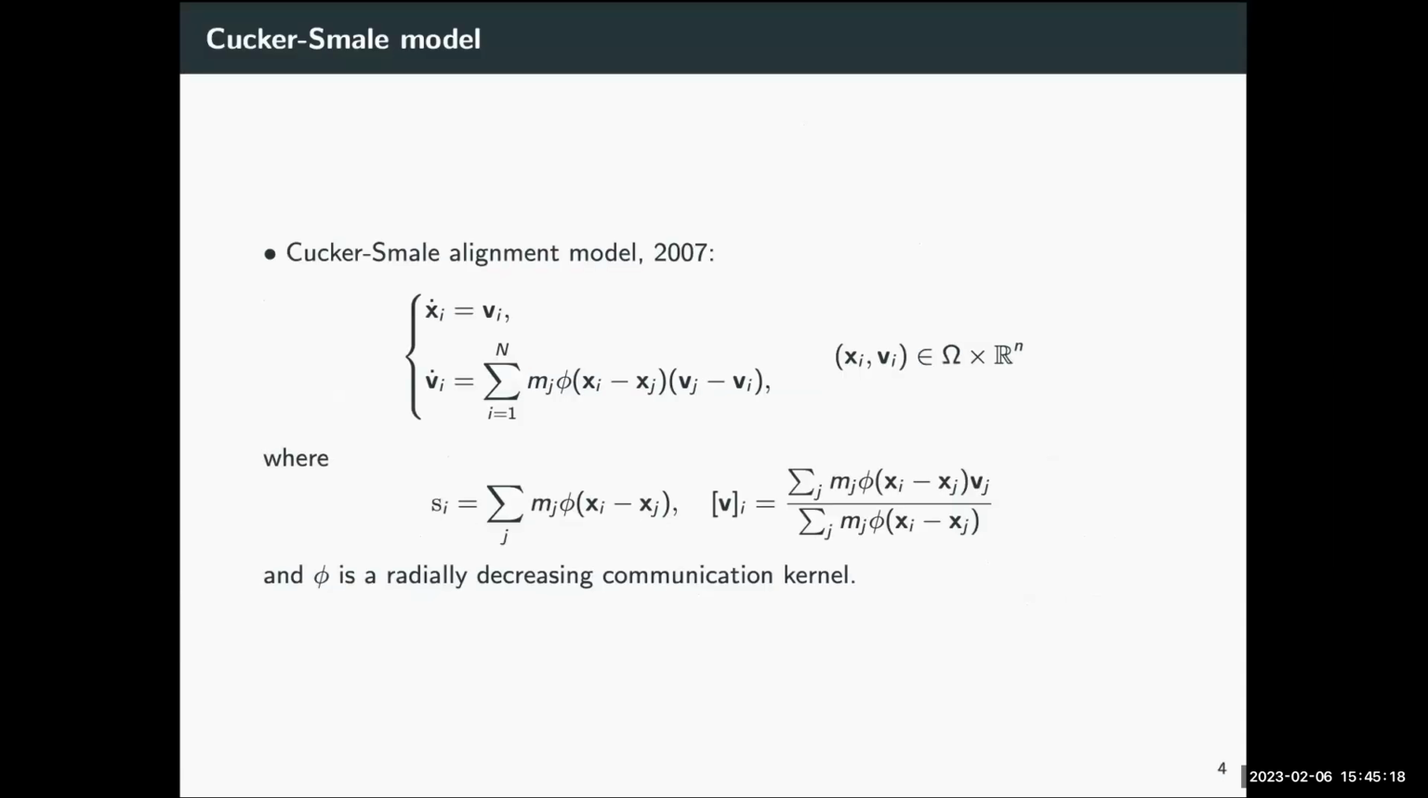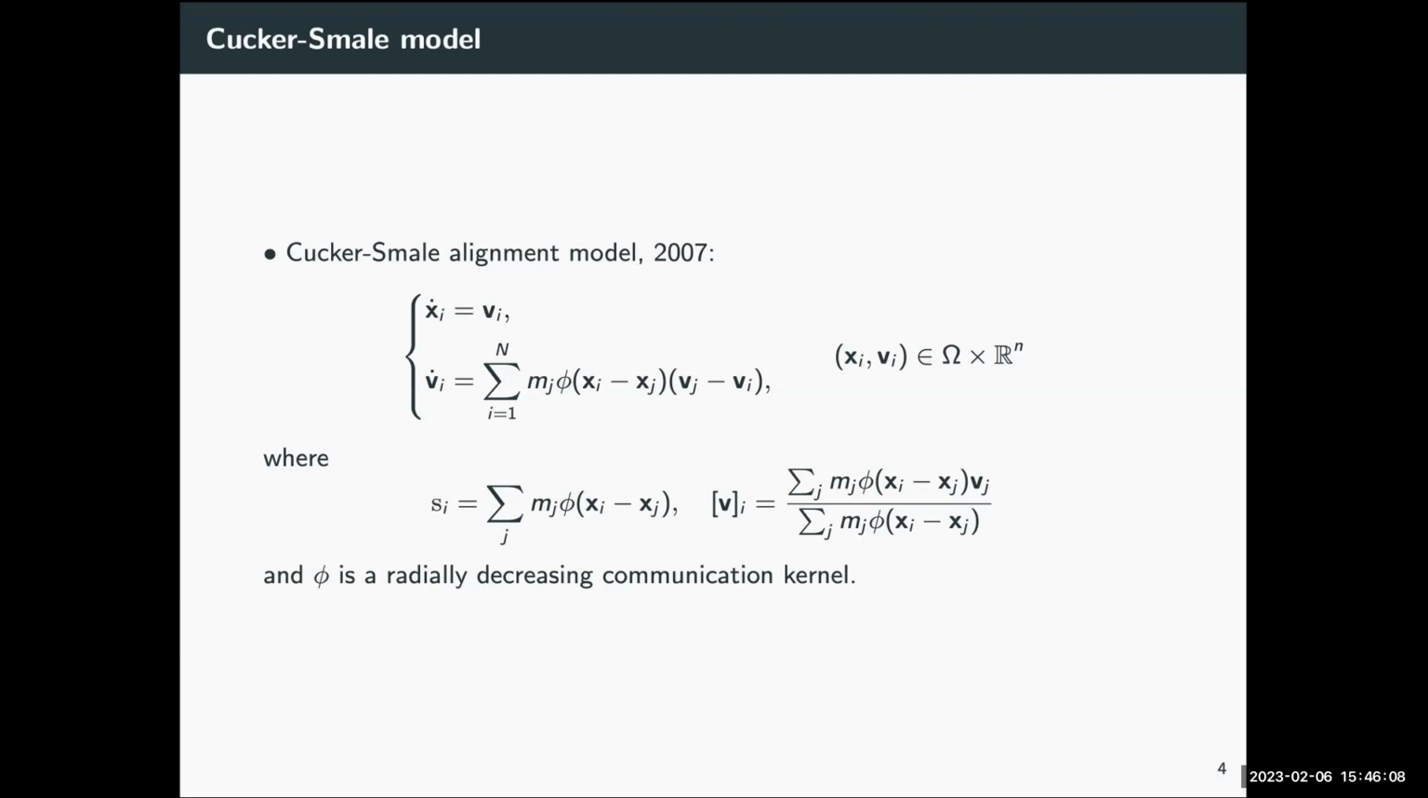One of the first models that are possible to analyze mathematically was due to Cucker and Smale. It's a very simple but natural communication protocol. Here, the communication strength is regulated by this kernel, which is just a radially decreasing kernel. It just tells you that if the agents are far apart, the communication is weaker. If they're closer to each other, the communication is stronger. As simple as that. You can put it in the framework of the previous slide by factoring out the sum of influences of other agents, and then forming this averaging protocol and this strength function.